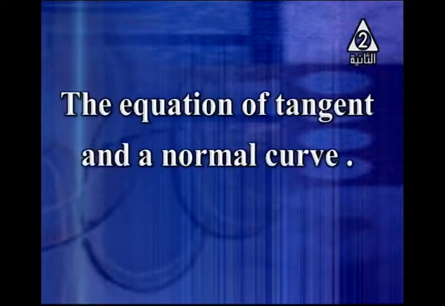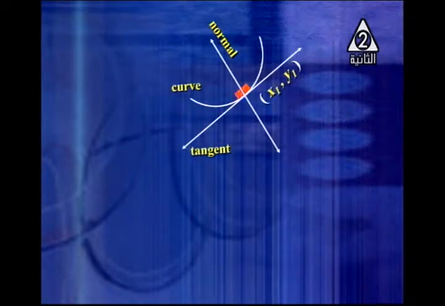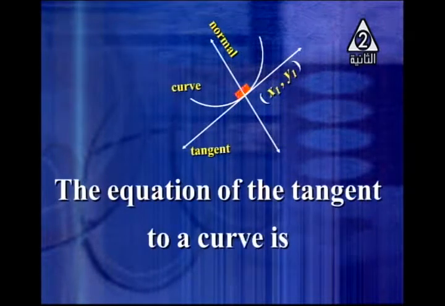Dear student, the equation of the tangent and the normal to the curve. Look at the opposite graph of the curve, and we have a tangent touching the curve at point x1, y1. We have the equation of the curve and the equation of the normal and the tangent on the curve.